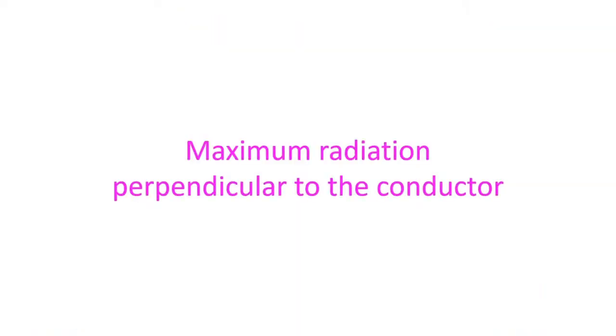Maximum radiation from the half-wave dipole is perpendicular to the conductor with almost zero radiation along the axis of the conductor. This would also mean that it would act as an omnidirectional antenna if installed in a vertical position. But installing a half-wave dipole in a vertical position would not be easy for a lower amateur band.